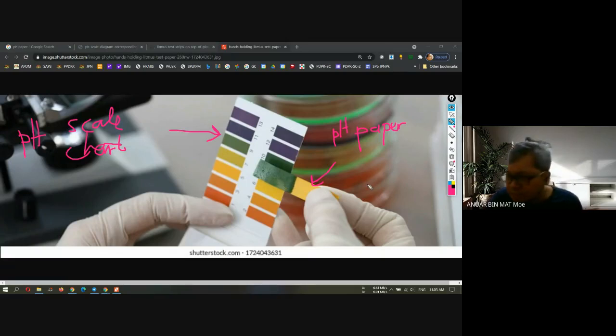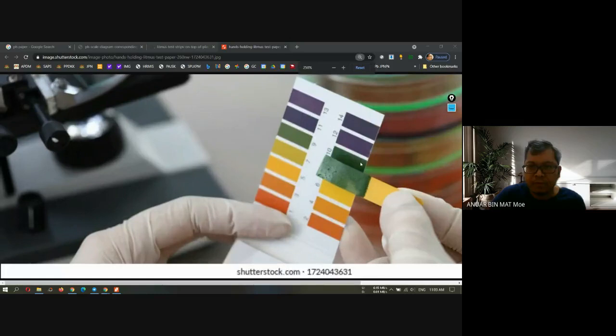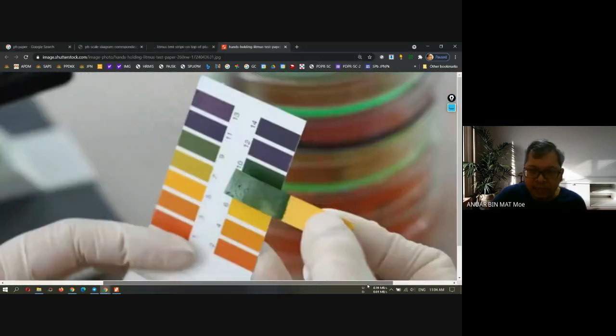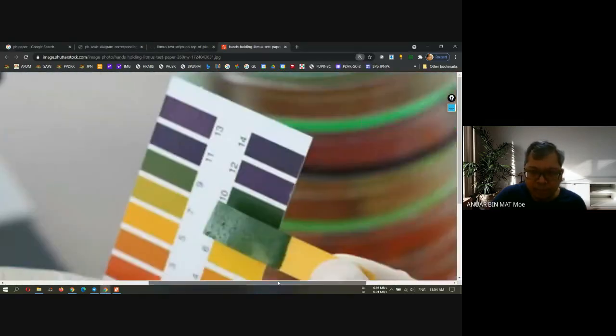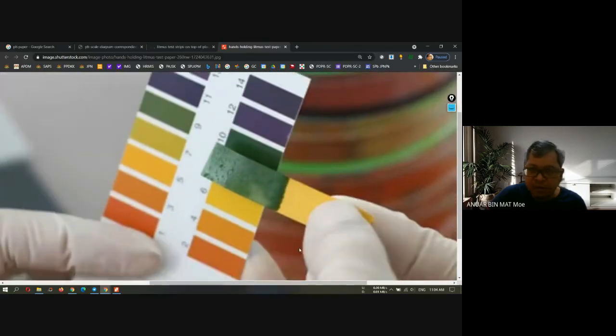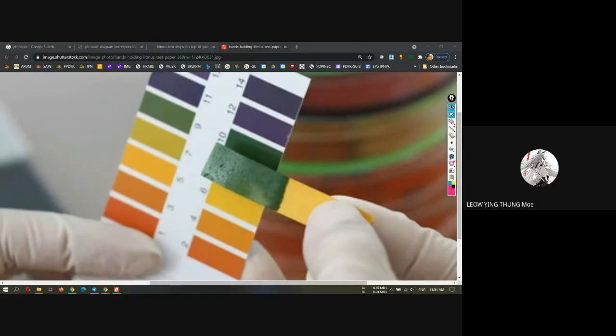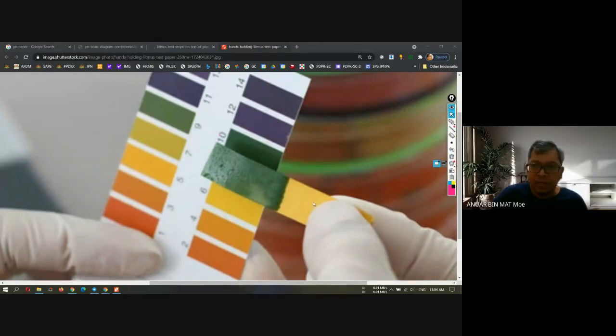Can you see the picture? I try to zoom it a bit. Can you see the value? So the pH paper over here changes color when you dip it into the substance, and in this case it will turn green, right?